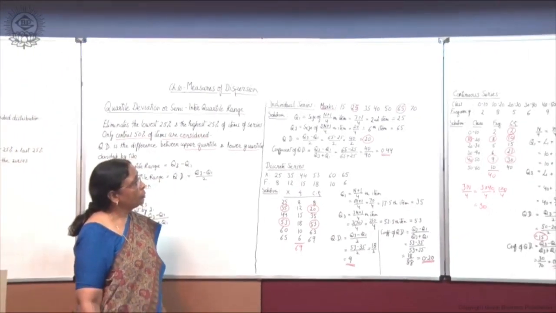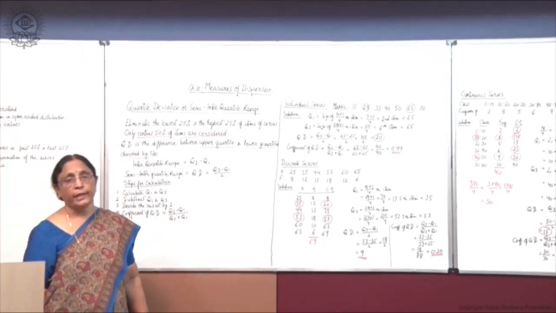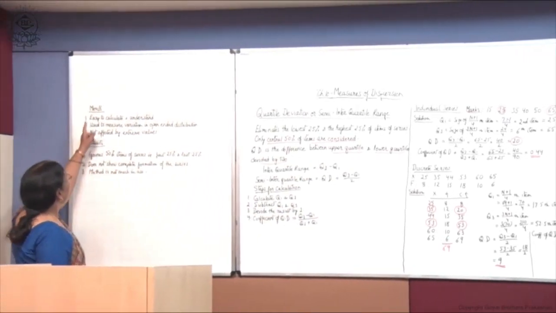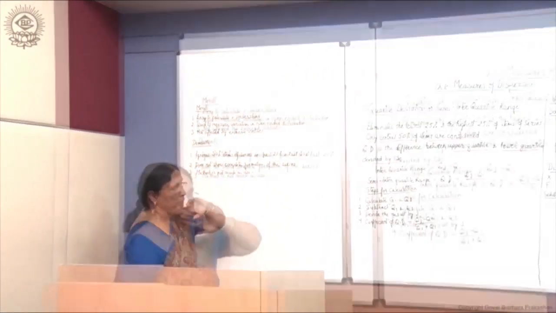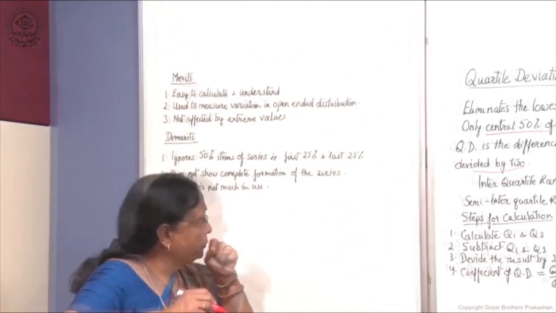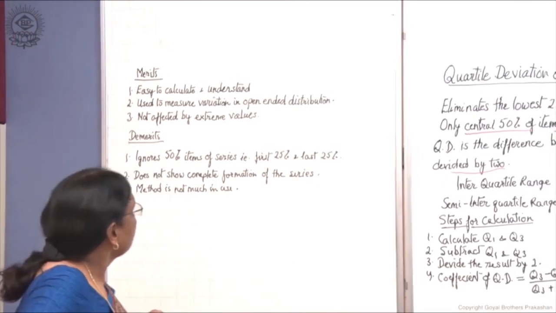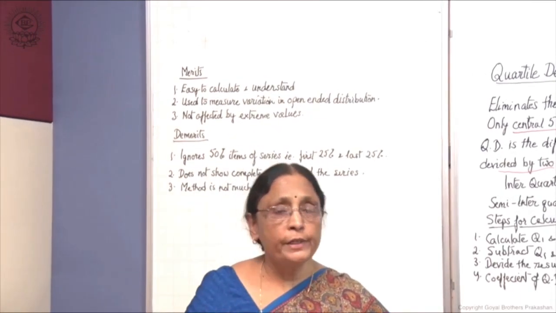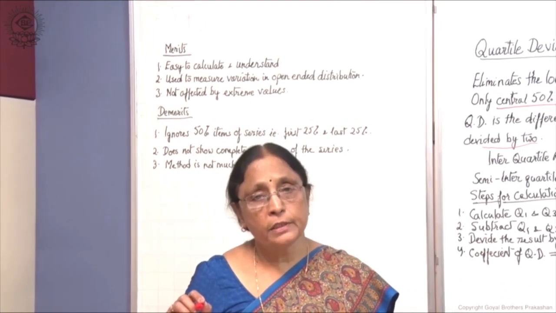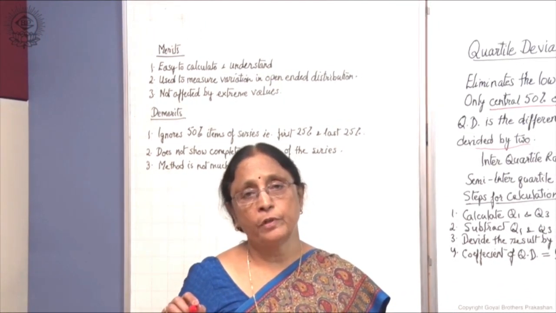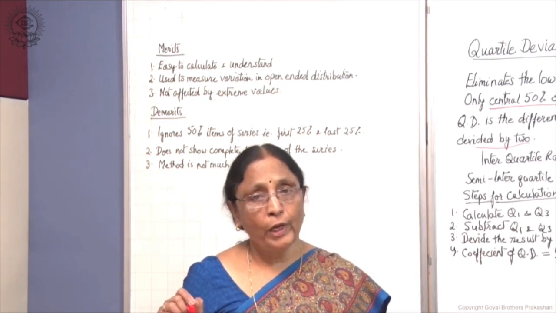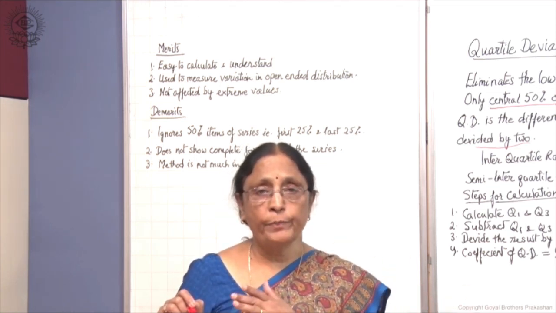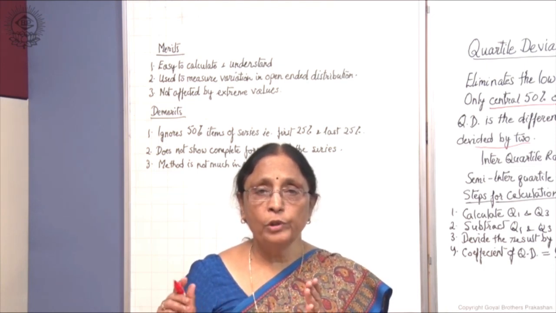Right? Now we have to see what are the merits and demerits of quartile deviation. Here merits: first, easy to calculate and understand. As you have done now, it is very easy to calculate and easy to understand. Second, it is used to measure variation in open-ended distribution. In open-end classes, this measure of dispersion can be used. Can you tell why? Because we are ignoring 25% lower limits and 25% upper limits. We are taking only central values.